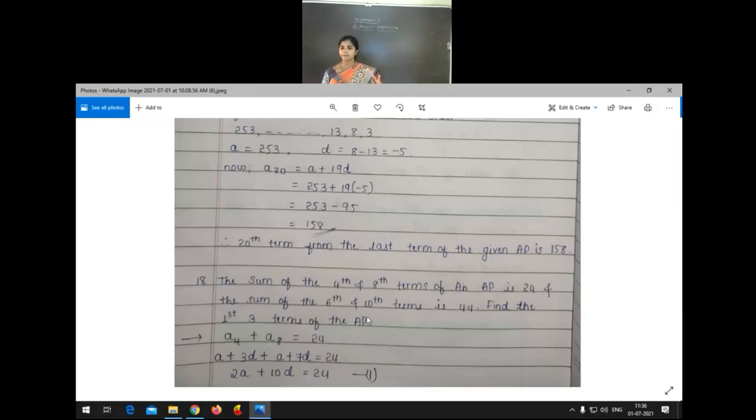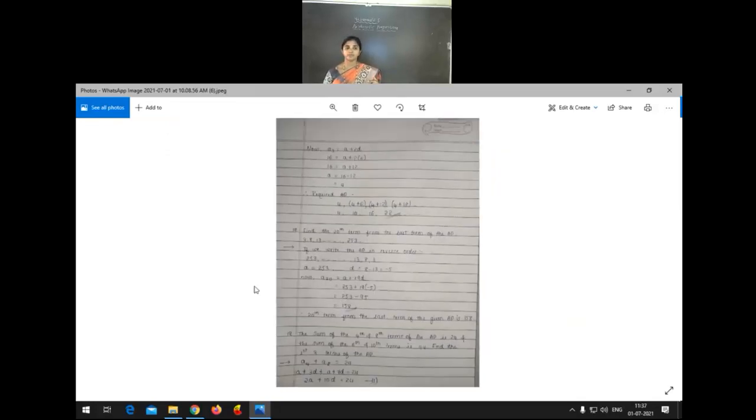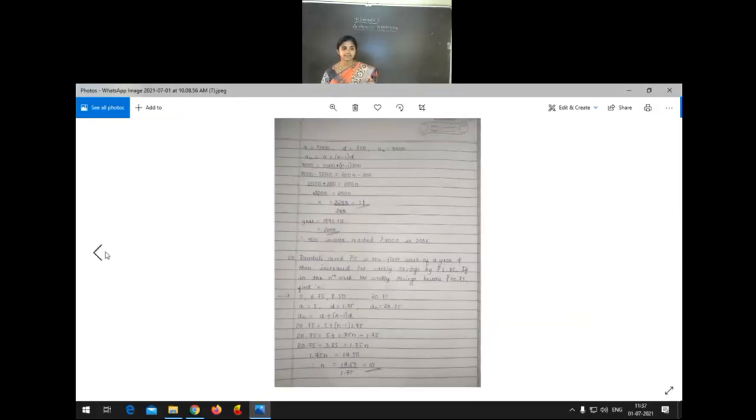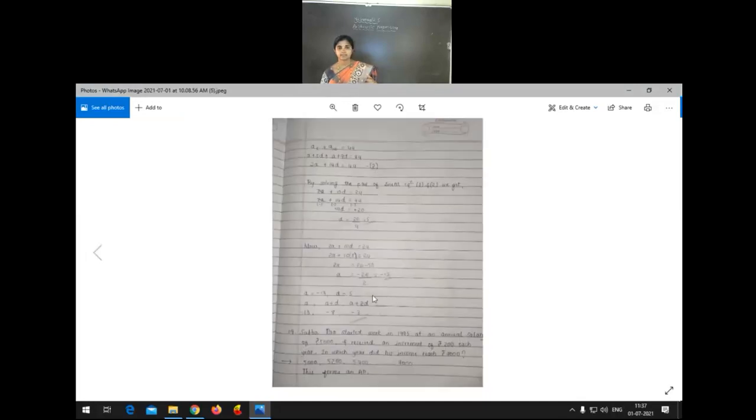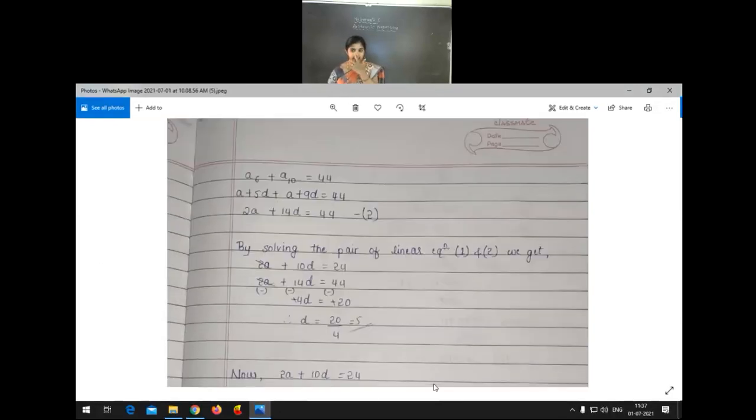Now same to same we have to apply for the second data. 6th and 10th term is 44. Now we'll move on to the next page. Yes, here. Our next data is A6 plus A10 is equal to 44. A6 is A plus 5D, then A10 is A plus 9D, which is equal to 44. Then A plus A, 2A, 5D plus 9D, 14D, which is equal to 44. This is equation number 2. So now we got equation 1 and 2.